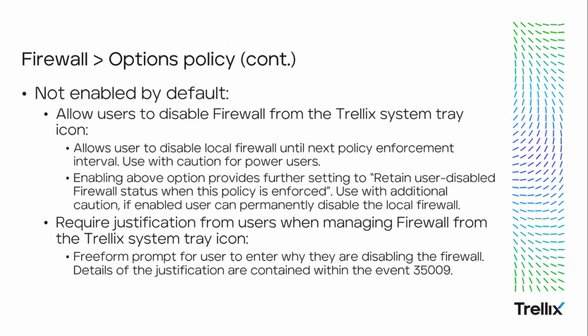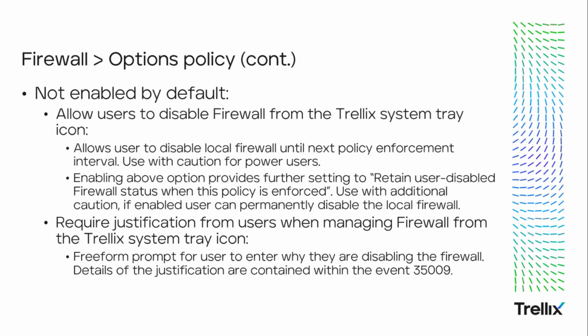When you select this option, it will also open up a secondary option, which is to retain user disabled firewall status when this policy is enforced. So this is going to override the automatic re-enabling of the firewall. So this again is to be used with additional caution, because this isn't going to guarantee that the firewall will get re-enabled. The user would have to remember to re-enable it. So selecting this option will give permission to the user to permanently disable their local firewall effectively. And that's why you want to use extreme caution with who you give permission to do this.